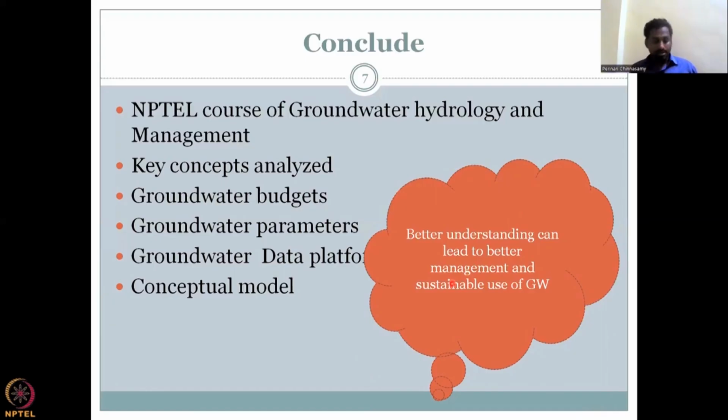Please remember, India is the highest groundwater user in the world. So there is always a need for better groundwater managers and capacity built on groundwater conservation. Conservation happens with better understanding, which can lead to better management and sustainable use of groundwater. Again, there are multiple more data and parameters that need to be discussed, but for a beginner's class, I think we have covered a lot, and I hope you use it well for your exams, and most importantly, in your future situations where you have to address groundwater.